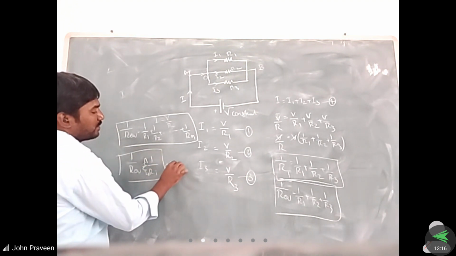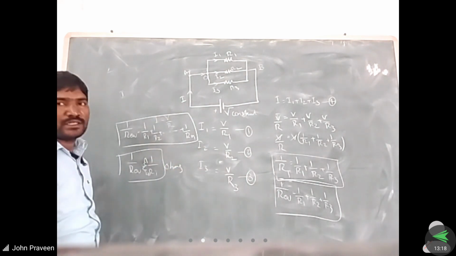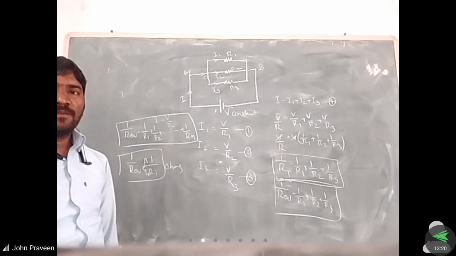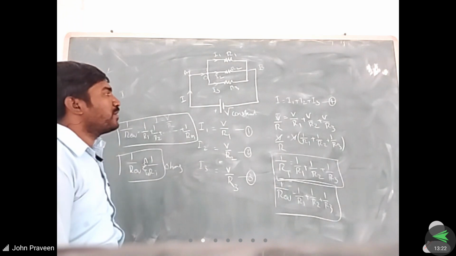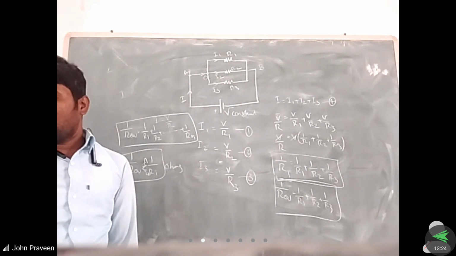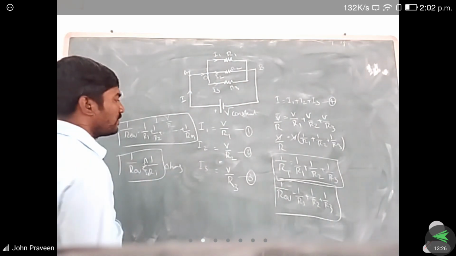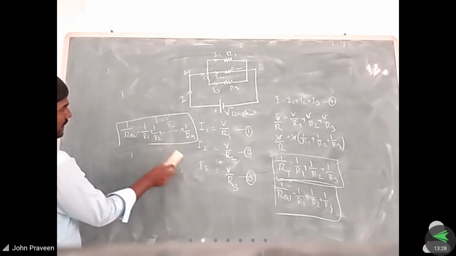Units are generally ohms. Whatever the resistance is, the unit is the ohm. So these are the formulas we use to determine the equivalent resistance of series connection and parallel connection.